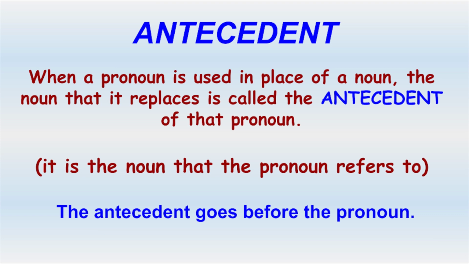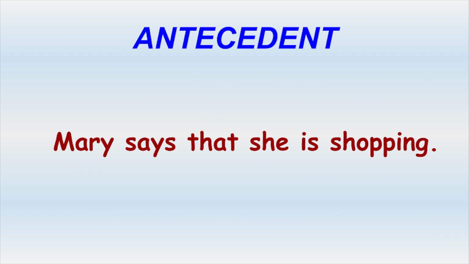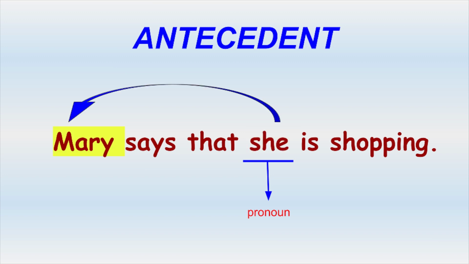Here are some examples. Mary says that she is shopping. First, let's find the pronoun. The pronoun is she, and she refers to Mary. So Mary is the antecedent of the pronoun she.